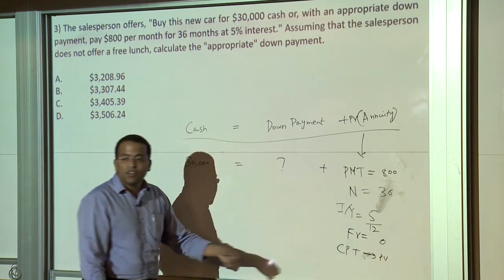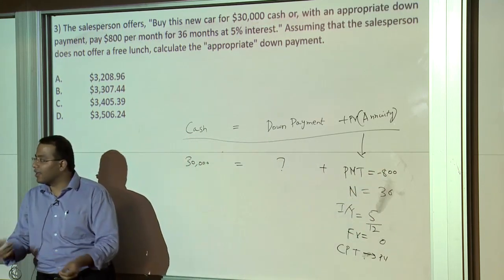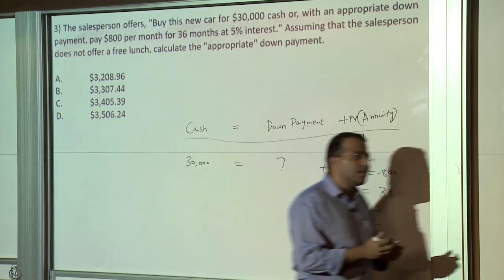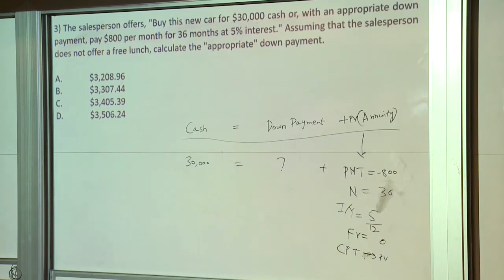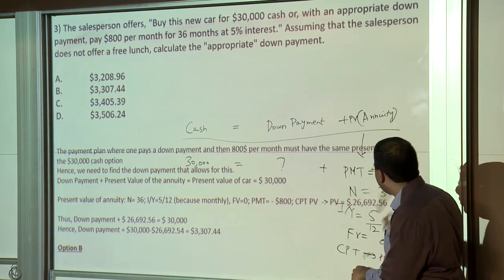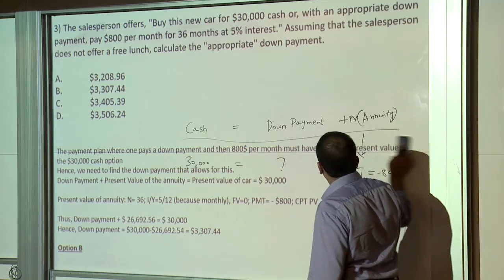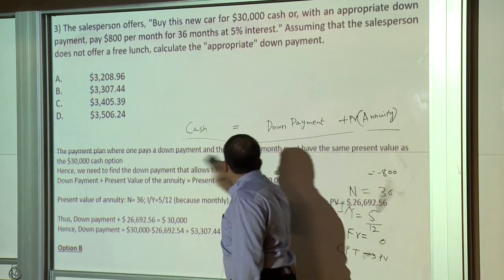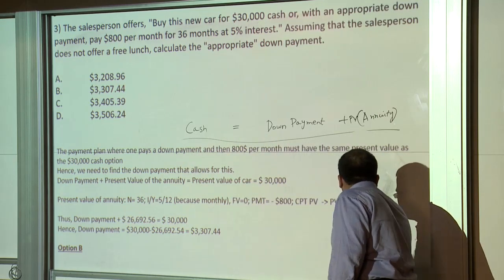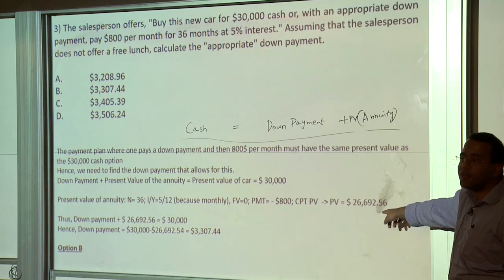Now, if you want to get a positive answer for the PV, you just put a negative sign here, because that's how the calculator works. It needs the positive and negative to happen. So if you put all these things down, you'll be able to calculate the PV of this annuity as this number here, 26,692.56. Let me just write that down here. 26,692.56. That's going to be the present value of the annuity.